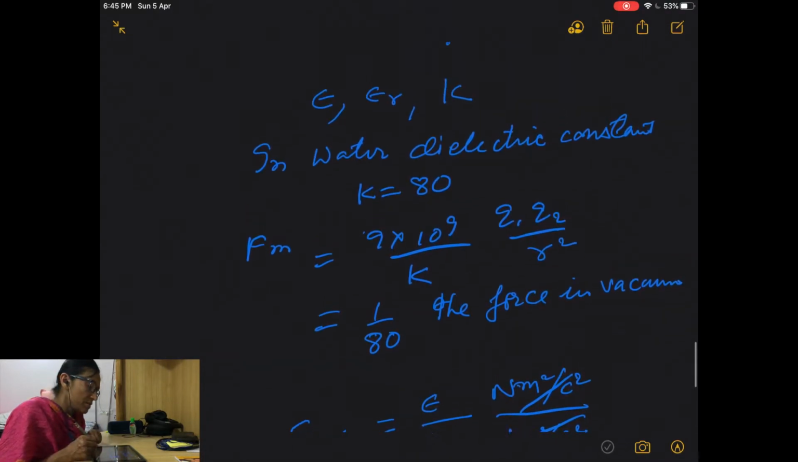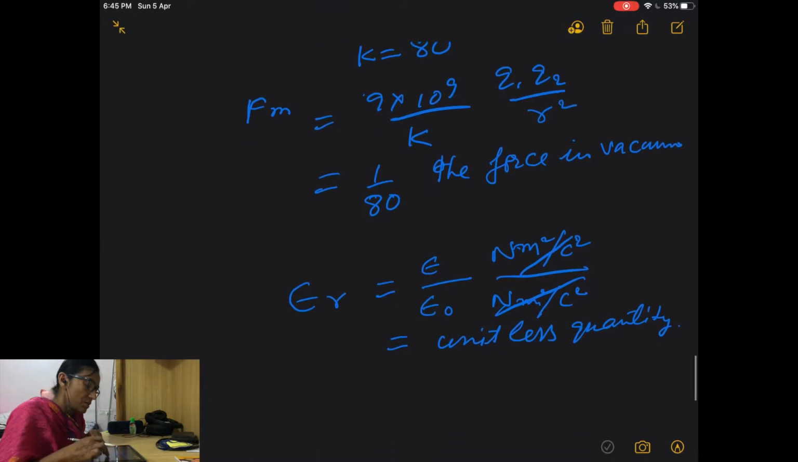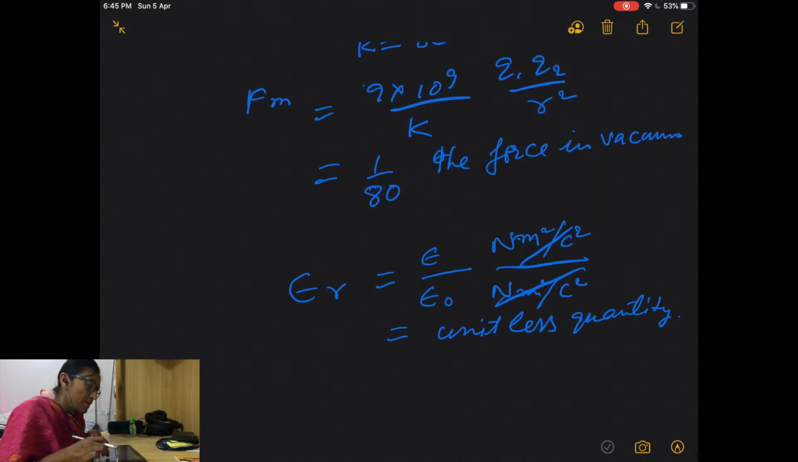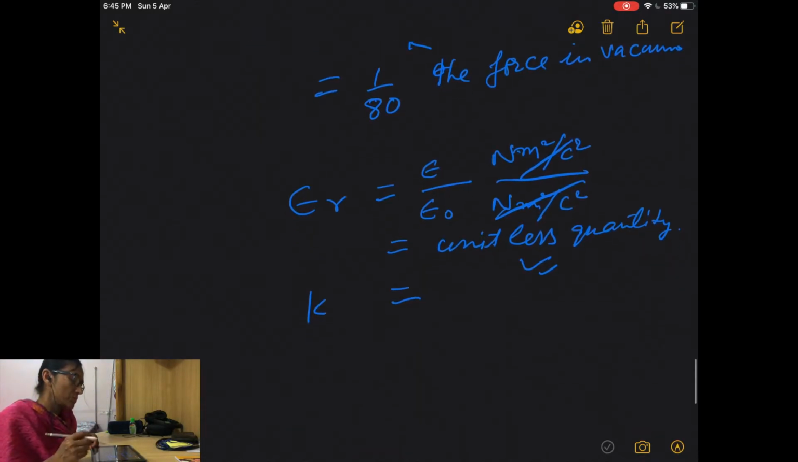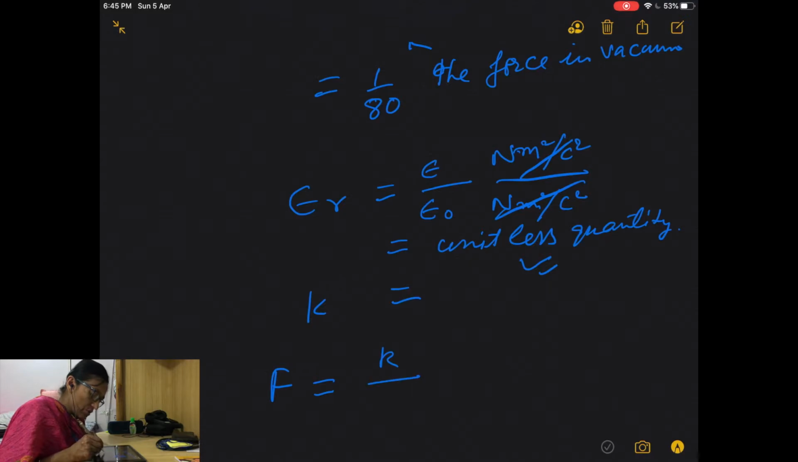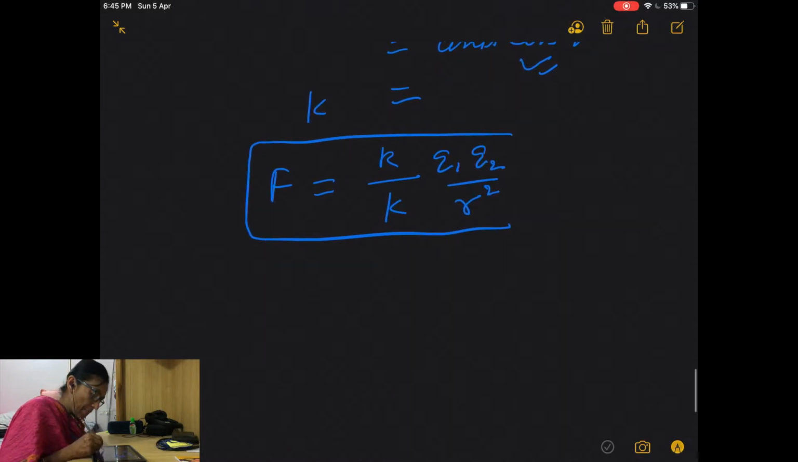Dielectric constant. It is also unitless. If you put it in the formula, you will find that dielectric constant K is also unitless. So this is the scalar form of force. In scalar form you can write F is equal to small k divided by capital K, Q1 Q2 divided by R square. Scalar form of Coulomb's law.